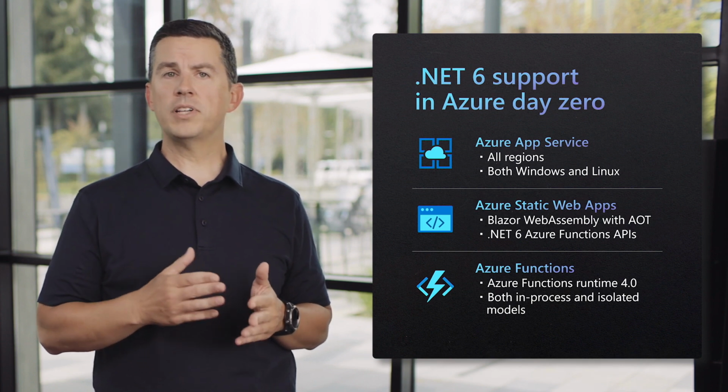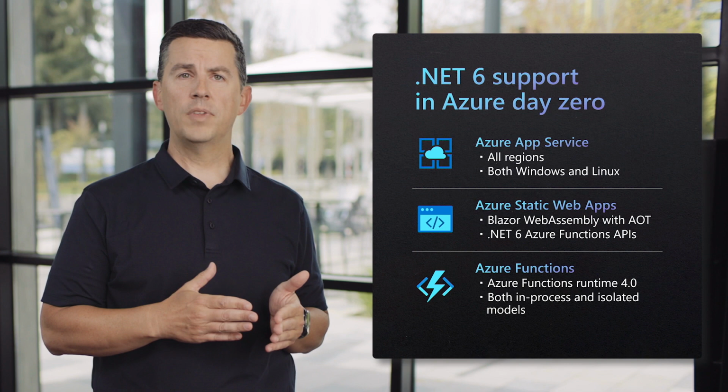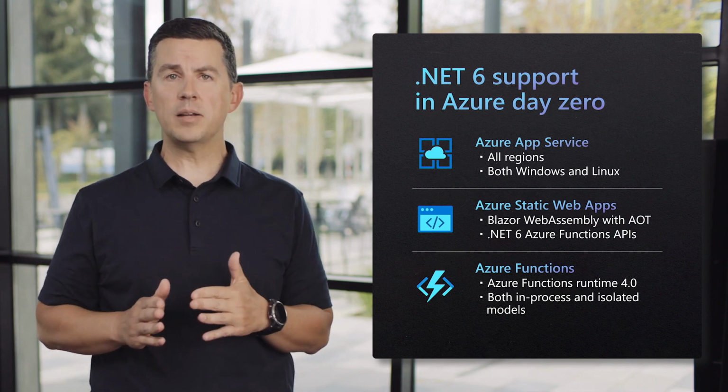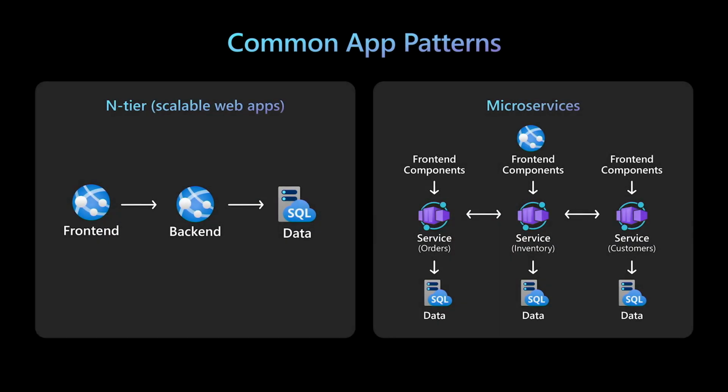Azure Functions support for .NET 6 is available in Azure Functions Runtime 4.0. Both the in-process and isolated models are supported in .NET 6 Azure Functions. Going forward, you can expect .NET releases will be supported on Azure the day it's released. No matter what type of cloud app you're building, .NET and Azure have you covered.